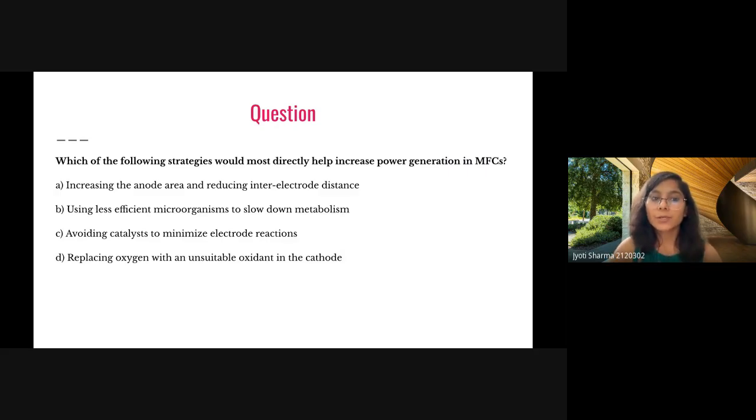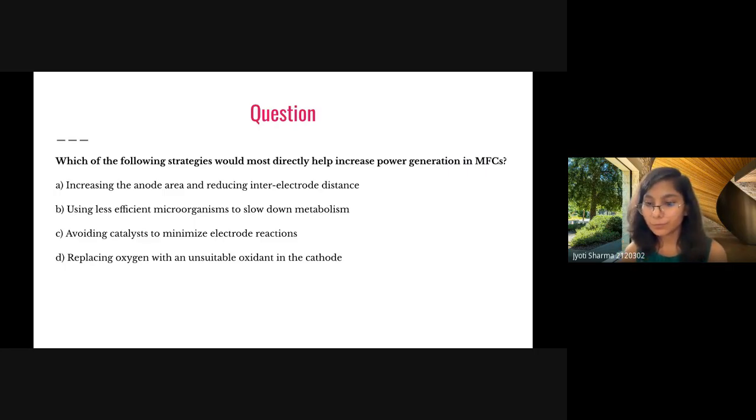And we have four options here: increasing the anode area and reducing inter-electrode distance, using less efficient microorganism to slow down metabolism, avoiding catalyst to minimize electrode reaction, replacing oxygen with an unsuitable oxidant in the cathode. I think among those four options that I gave you, one is odd one out, and that would be your right answer.